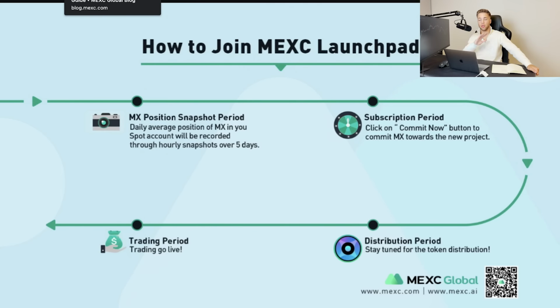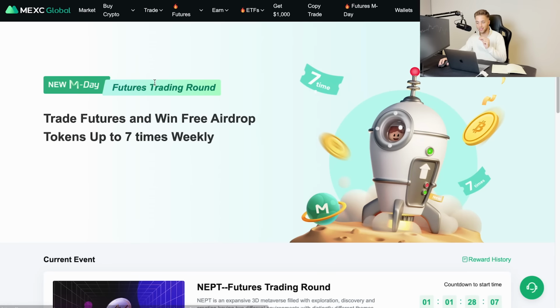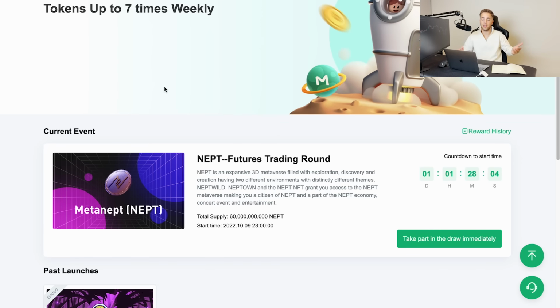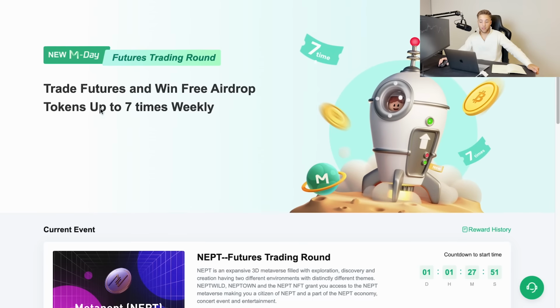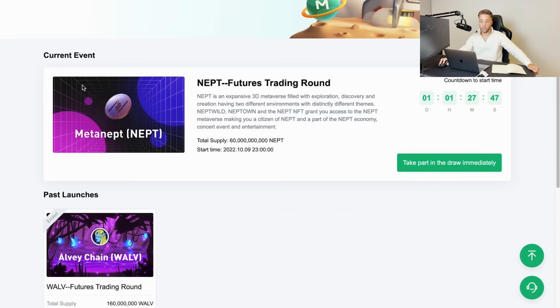And this is it for the Launchpad, but this is not it for the MEXC platform, because there is one more thing that I want to show you, which is futures. And this is something beautiful. It's quite similar to the Launchpad, because you get rewards from a new project for some activities that you do on a daily basis. So let's say if you are a trader and the current event is trade futures and win free airdrop tokens up to 7 times weekly. The current event is this NEPT futures trading run.